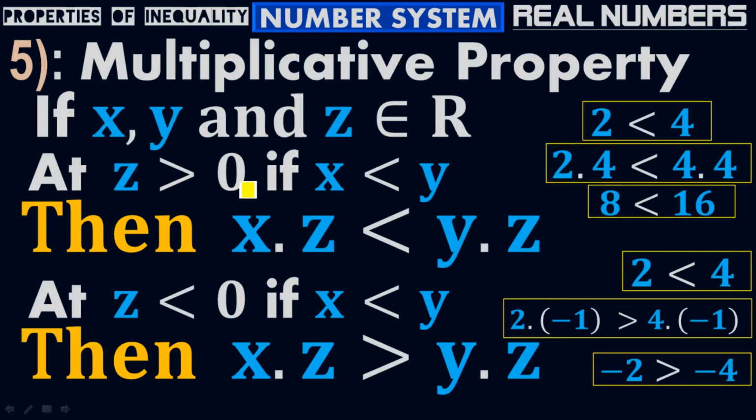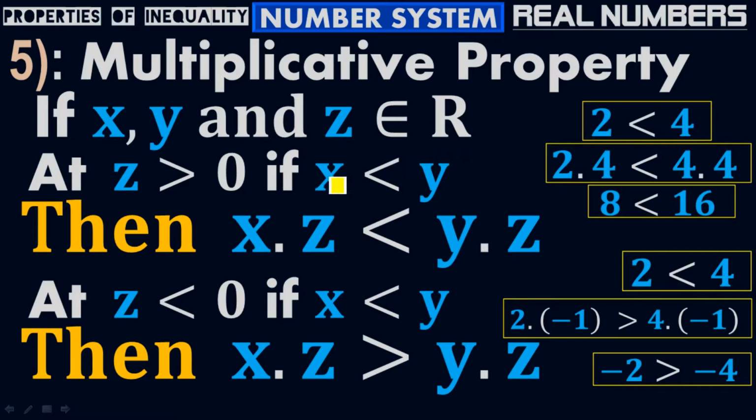Look, according to the multiplicative property, x, y, and z are some real numbers. At z greater than 0, if z is greater than 0, at the same time, if x is less than y, for example, x is greater than 0, but at the same time x is less than y, then x times z is lesser than y times z. We just got the proof here.